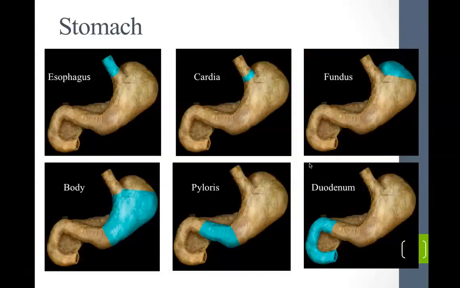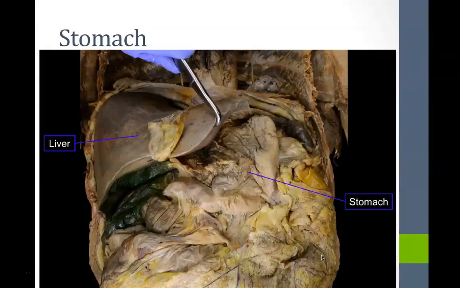So here are some images from APR of these structures. We have your esophagus, the cardiac opening here, the dome-shaped fundus, the main mass or the body of the stomach, and the pylorus. And at this point from the stomach, we are going to move into the first part of the small intestines, which is called your duodenum. Actually, before that, let's point out the relationship over here to other organs.